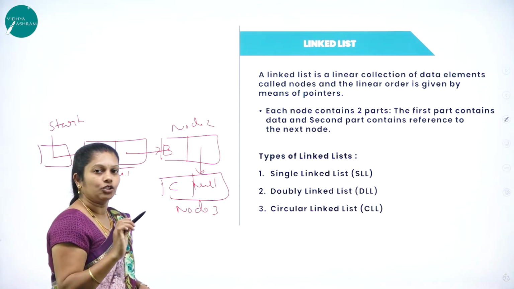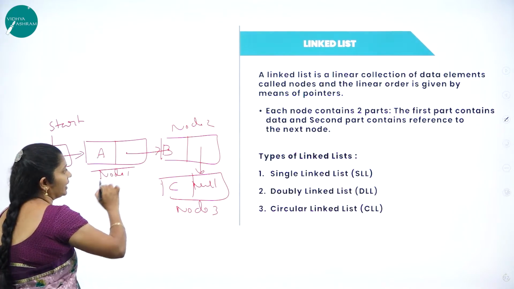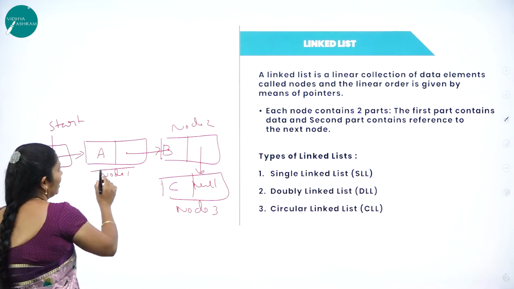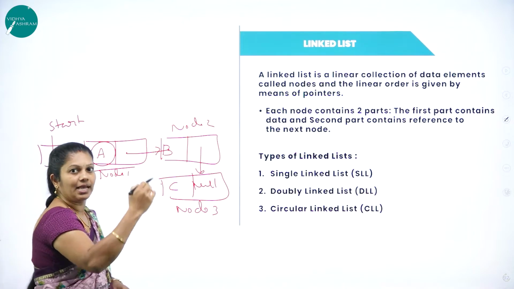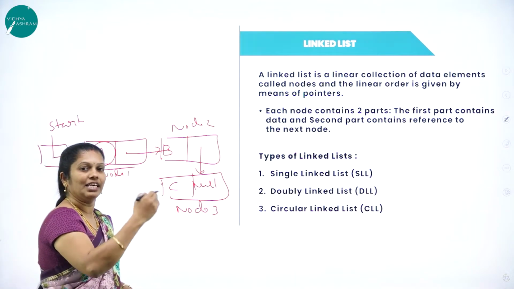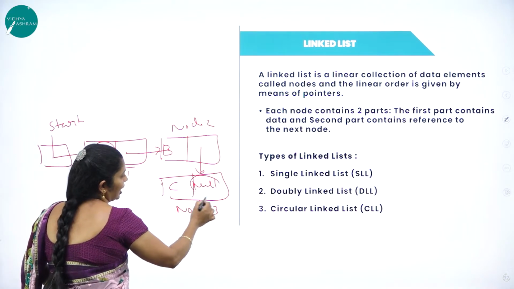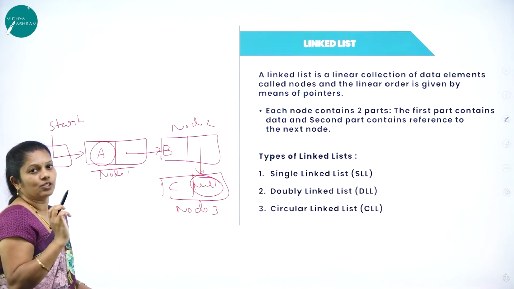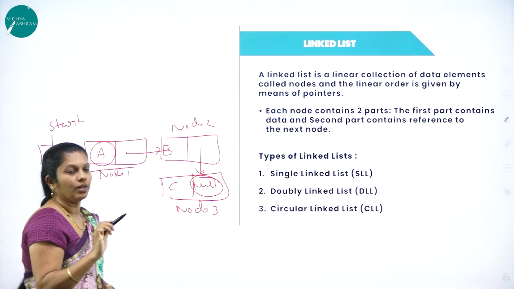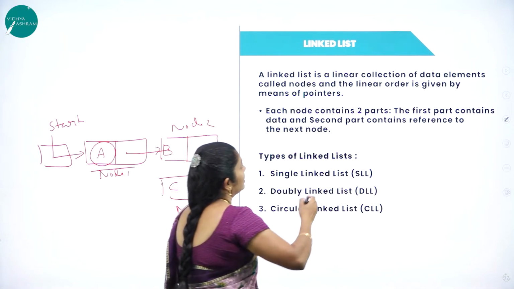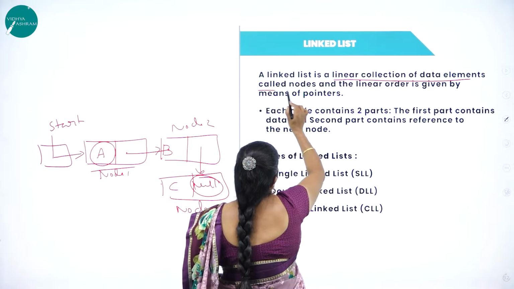A linked list is a collection of nodes, and each node contains two parts: one is the data part and the other is the address part. The data part contains the actual information, and the address part contains the address of the next node. If the address part contains null, it means that is the last node, whereas start contains the address of the first node.